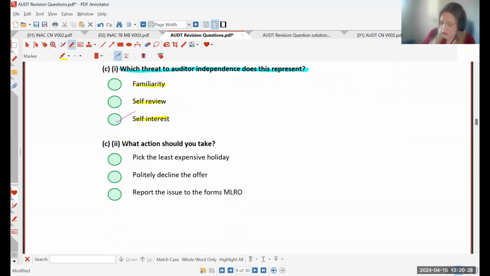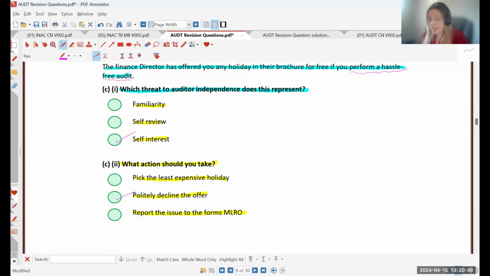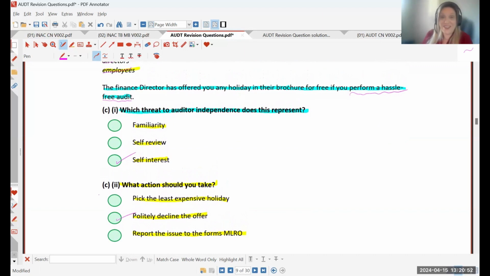Therefore, what action should you take? So we've got pick the least expensive holiday, politely decline the offer, or report the issue to the firm's money laundering reporting officer. Well, this, of course, should be politely decline the offer. As nice as it may be, and it may be seen as a perk to the job, you are not allowed to take holidays from your clients for the exact reasons we just stated up here. If you start doing this, then the chances are that the audits that you're carrying out are actually not giving a true and fair representation.